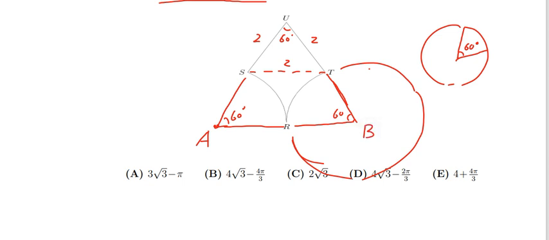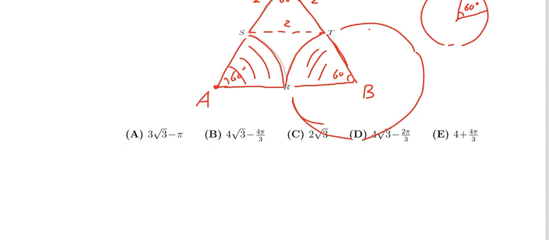So the area we need to find is the shaded area. We need to find this area. So it equals this triangle ABU minus this minus this, two of these, right? Okay. So we know, so there's a 2, yeah.